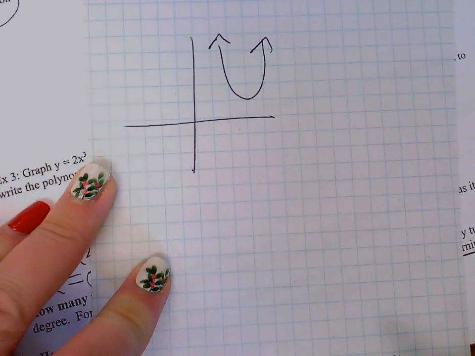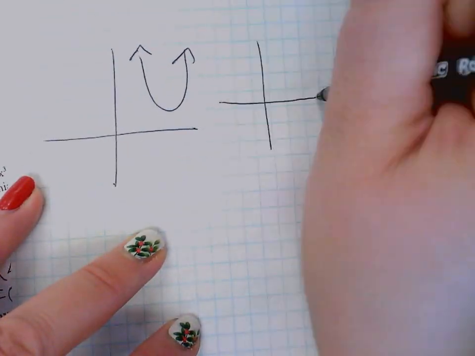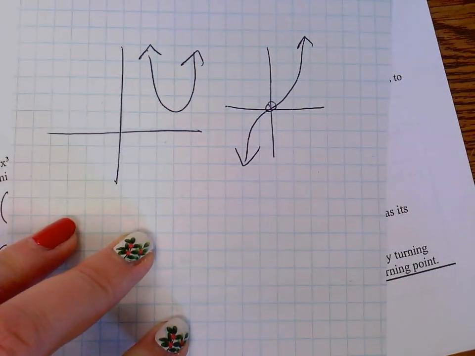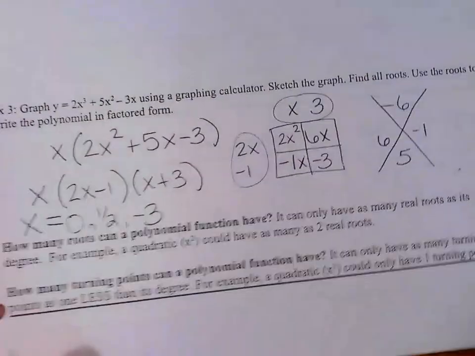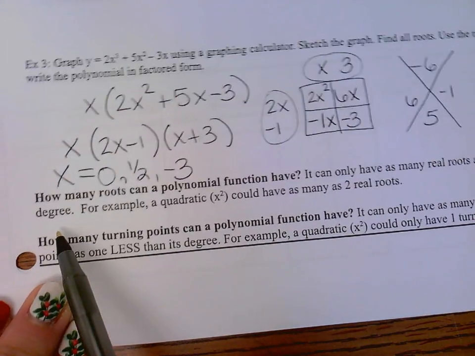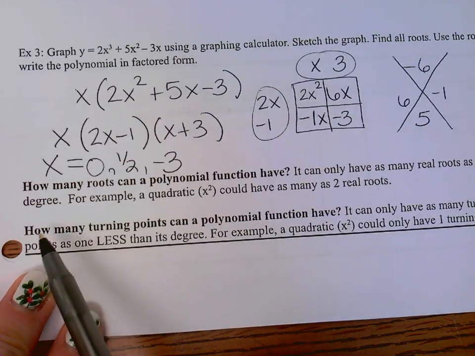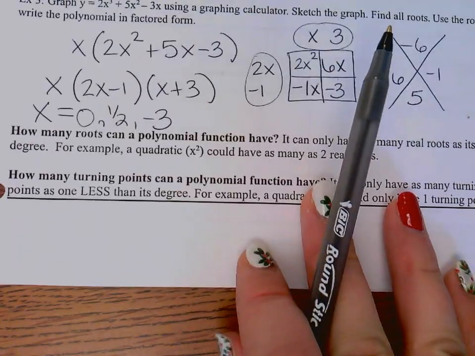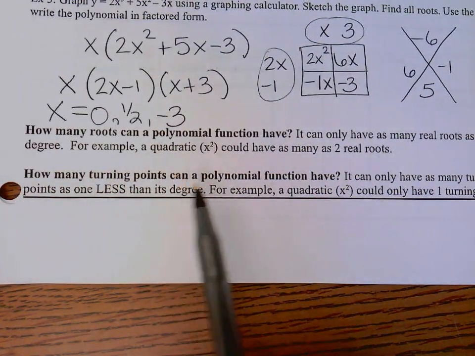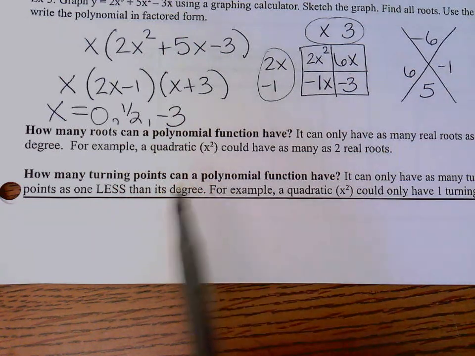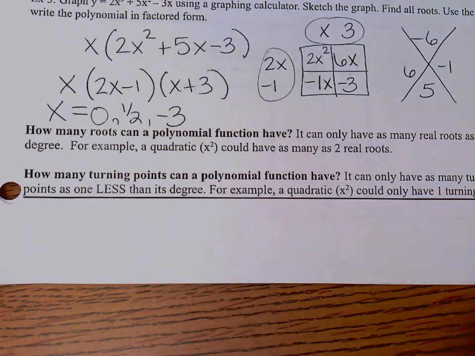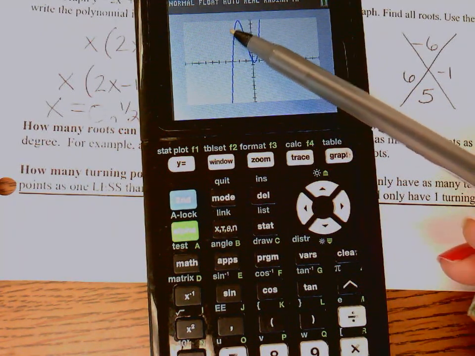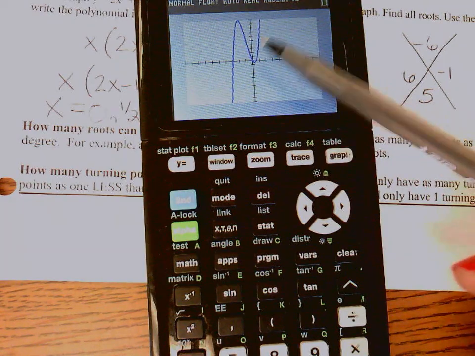Does that have any x-intercepts? No. I could have a cubic function that looks like this. How many x-intercepts does that have? 1. So it's saying it can only have as many roots as its degree. It doesn't say it has to have exactly that many. So it's a maximum number that it could have. The other nice to know point is how many turning points can a function have? It can only have as many turning points as 1 less than its degree. So this graph that we just looked at, how many turning points did it have? 2, right?